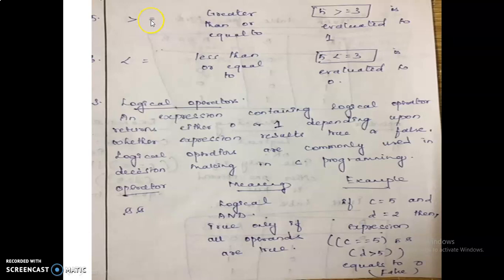This is the greater than or equal to. Example for greater than or equal to: 5 greater than or equal to 3. Yes, 5 is not equal, but it is greater than 3, so this condition is true and the output is 1. Here less than or equal to: 5 less than or equal to 3. No, 5 is not equal to 3 and also not less than 3, so it is evaluated and the result is 0. This means false.